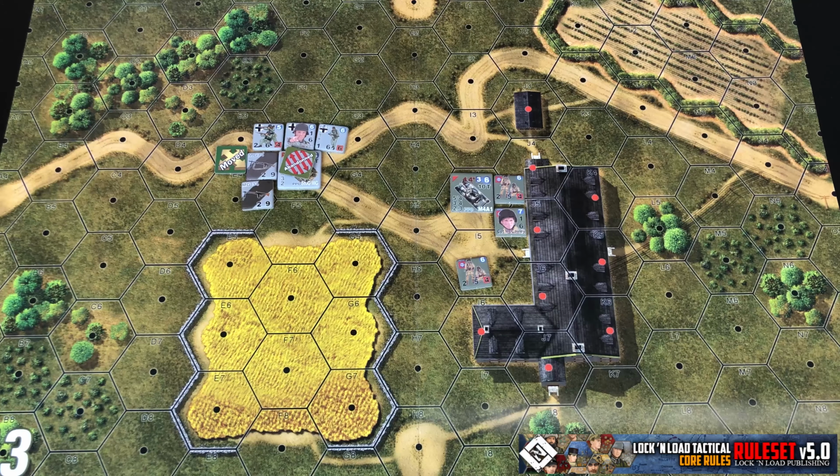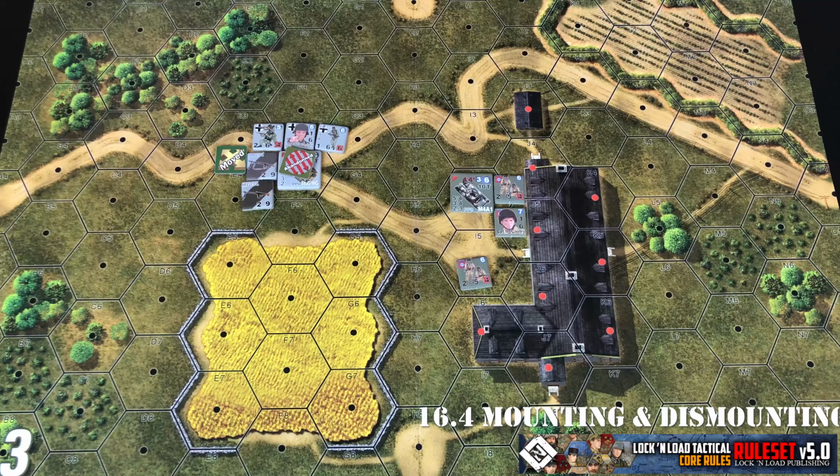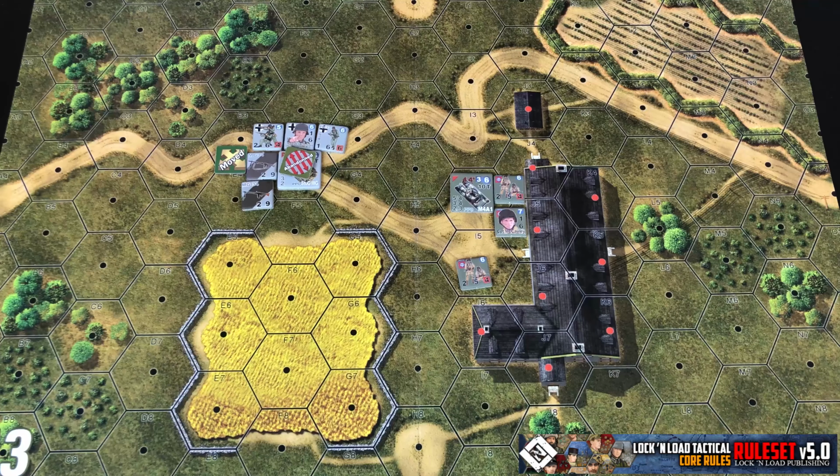Now, when it comes to passengers, the main thing is mounting and dismounting the vehicle. There are a lot of different rules that apply in different conditions. Make sure you read over that section specifically to understand all the concepts involved with it, but I'm going to cover the majority of those concepts here.